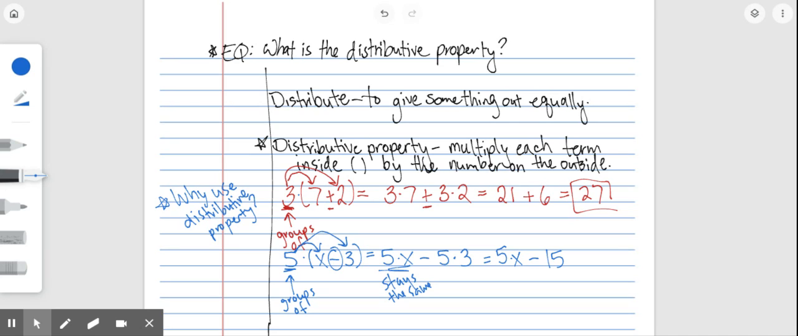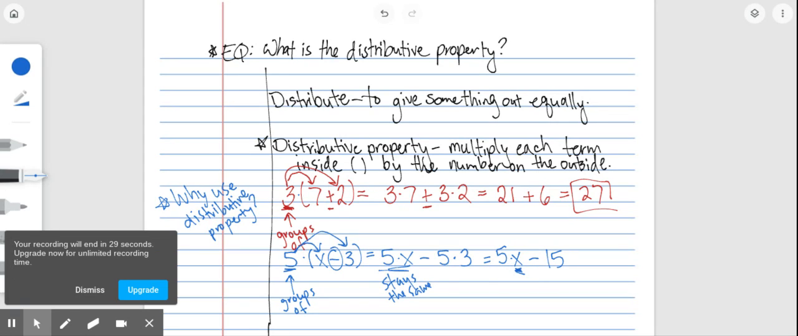This is as far as I go because I don't know what x is. There is no value there for x. If I'm given a value for x, then I can simplify even further. But right here, I don't have a value, so this is my final answer: 5x minus 15. Remember, variables are just placeholders.